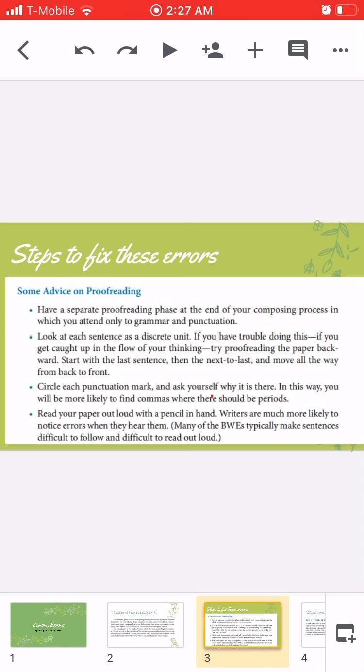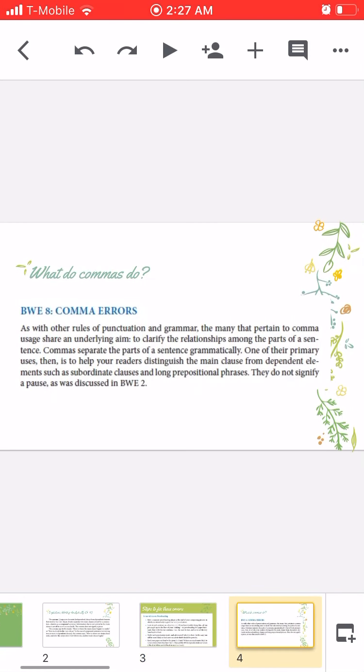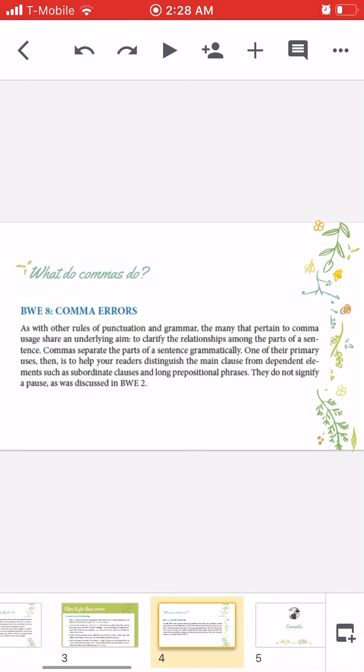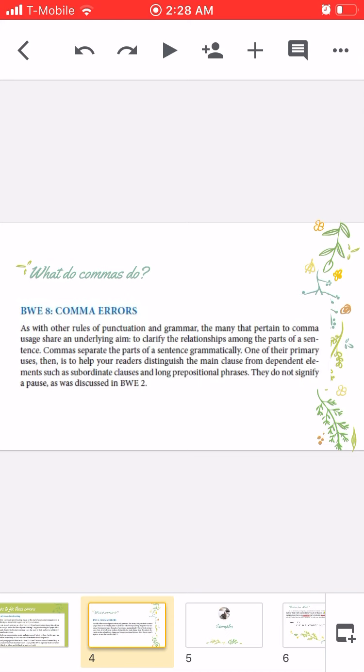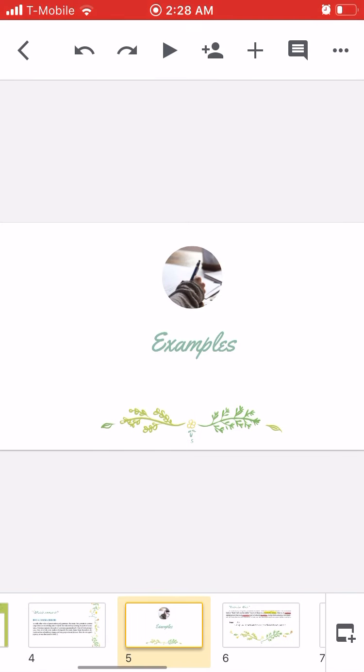Step 3 is circle down and just mark all your punctuations and ask yourself why you did this. And step 4 is to read and hear your sentences as you're reading, since as Berlin Klinkenberg says, the ears are much smarter than the eyes. And this just basically reiterates what I said in my second slide, so there's no need to read that. And now let's start with our examples.